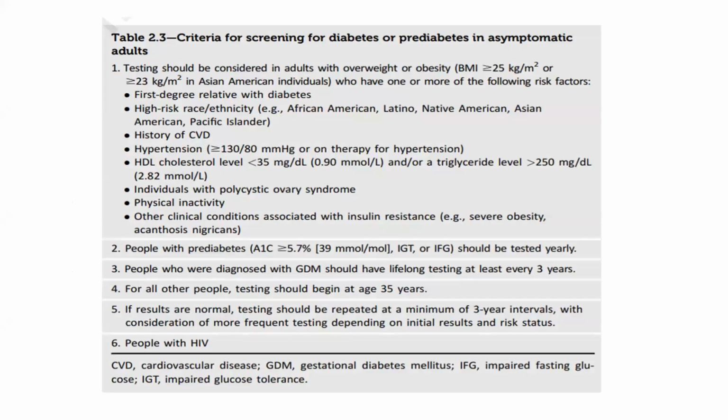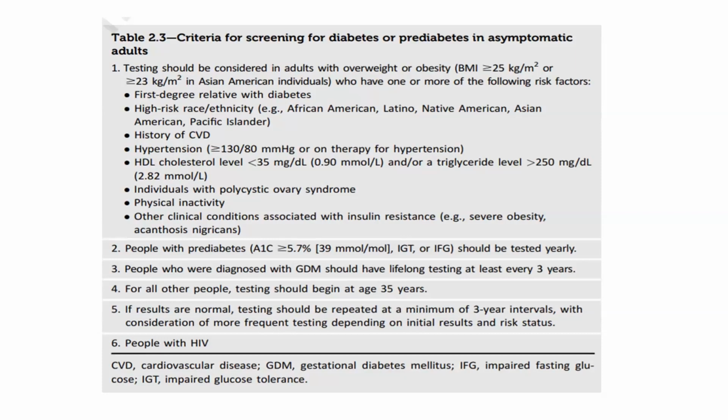So if we first take category 1, suppose a patient of any age comes with overweight or obesity plus one or more of the risk factors mentioned below, he or she warrants screening for diabetes or pre-diabetes. So the risk factors would be if the patient has a first degree relative with diabetes, or comes from a high risk ethnicity, or has a history of cardiovascular disease, or has hypertension.